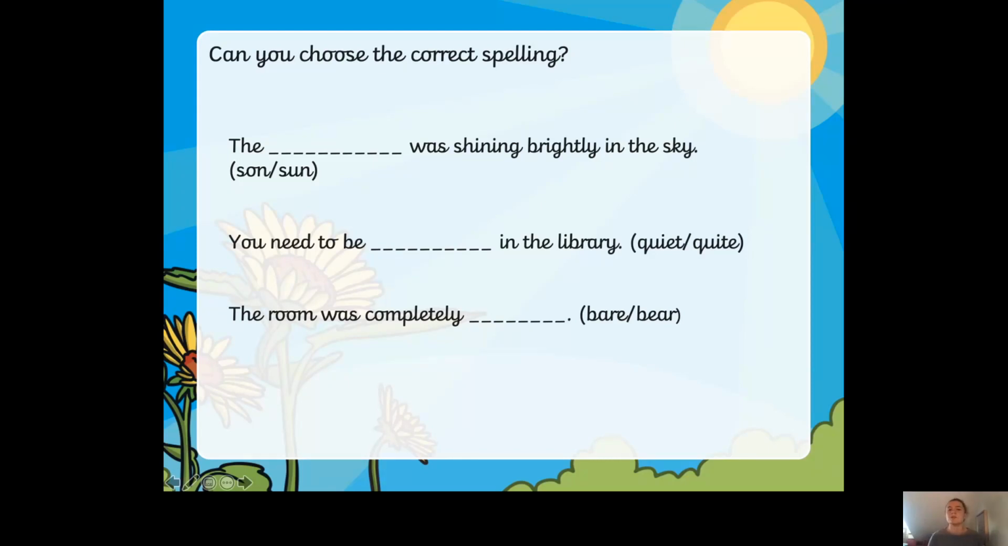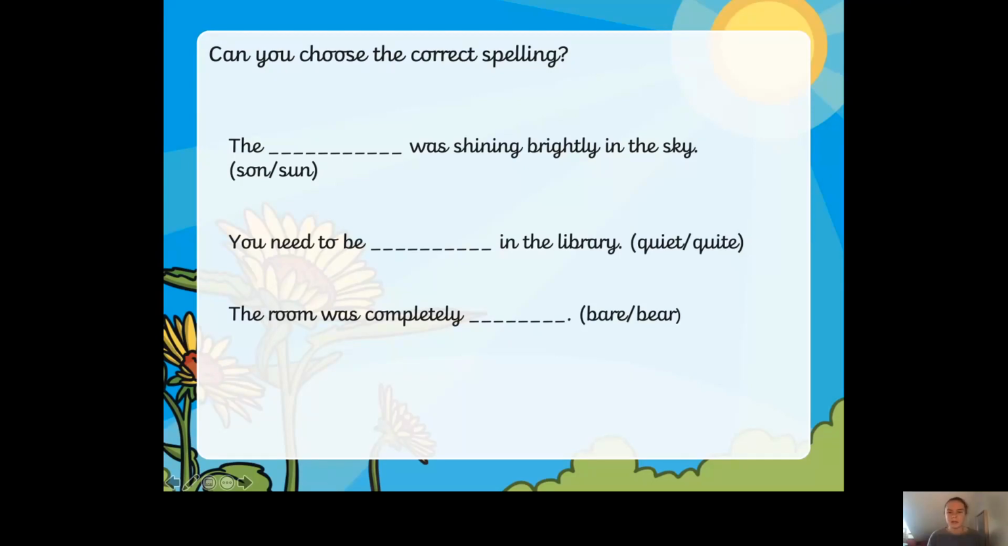So I've got my two spellings of sun here. I've got sun with an O and I've got sun with a U. Now I know that sun with an O is talking about somebody's male child, and I know sun with a U is talking about the star in the sky, the sun in the sky. Now, which one do I need?